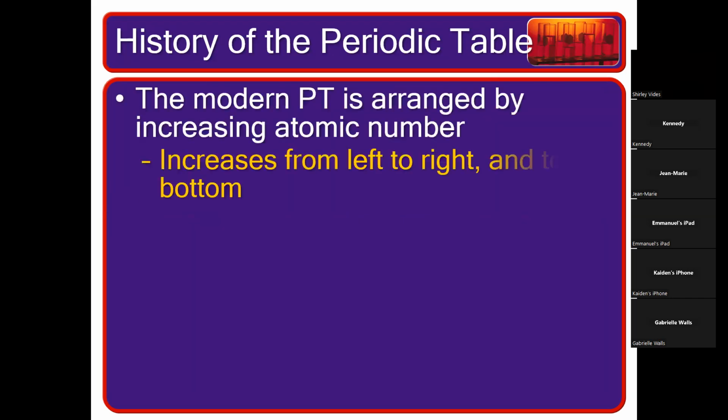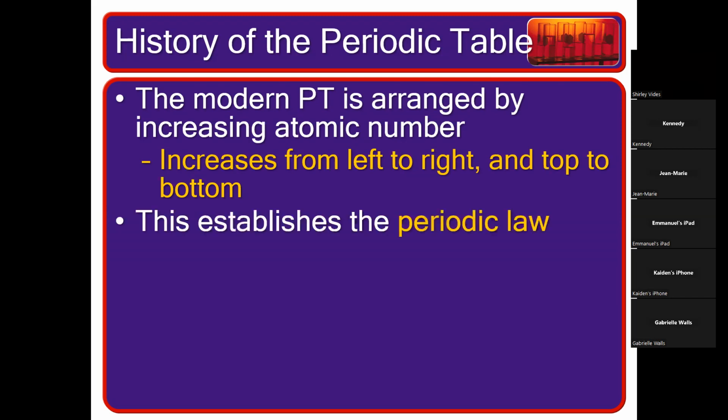So, you already know it. You've seen it. I gave you one. And you know that it increases from left to right and top to bottom. If you look at it, you can follow it. It's just like a book. When you read a book, you go left to right and you keep going down as you get another line, right? Same thing with the periodic table.